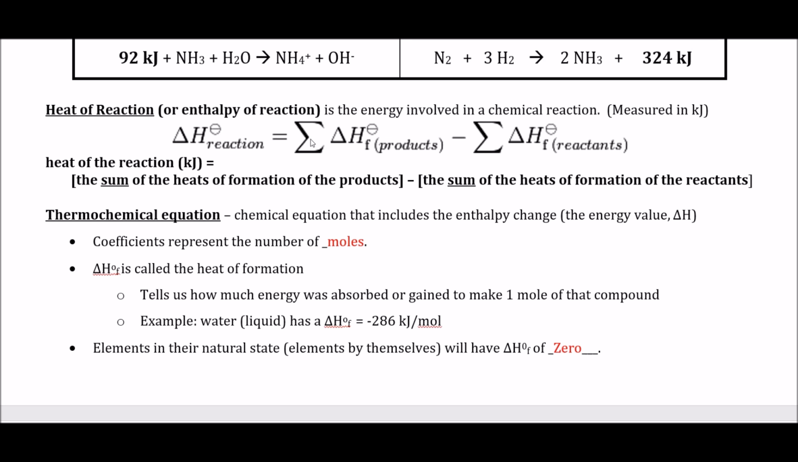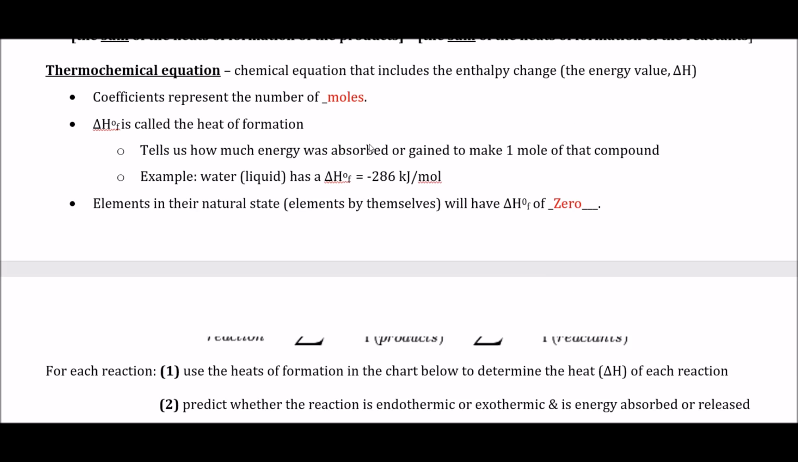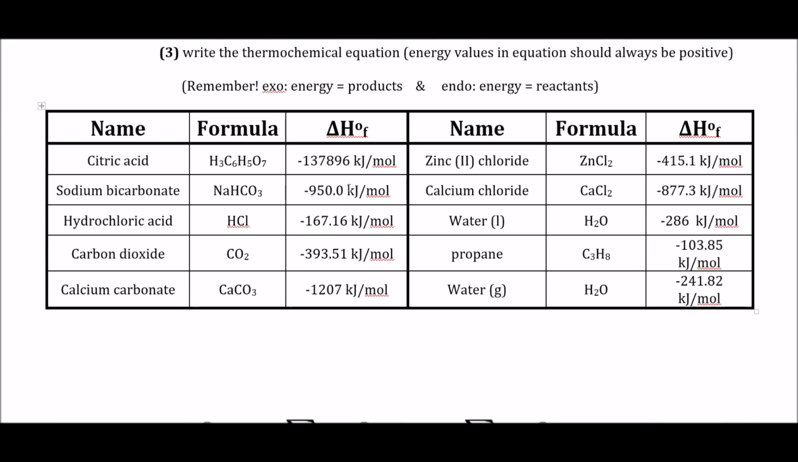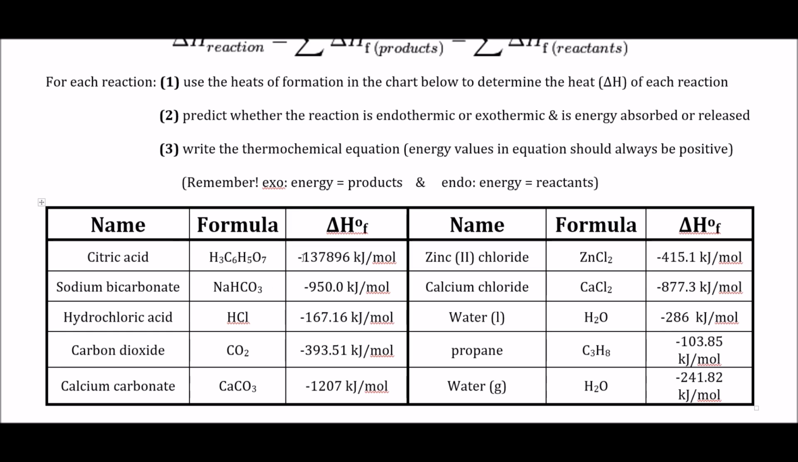all that matters is that to calculate the delta H of the reaction, we take the sum of the heats of formation of the products, and we subtract the sum of the heats of formation of the reactants. The good thing is you will always be given the heats of formation. Take a look at this chart, and these are all heats of formation. For a chemical reaction, all we have to do is add together the heats of formation of the products, and then subtract the heats of formation of the reactants.